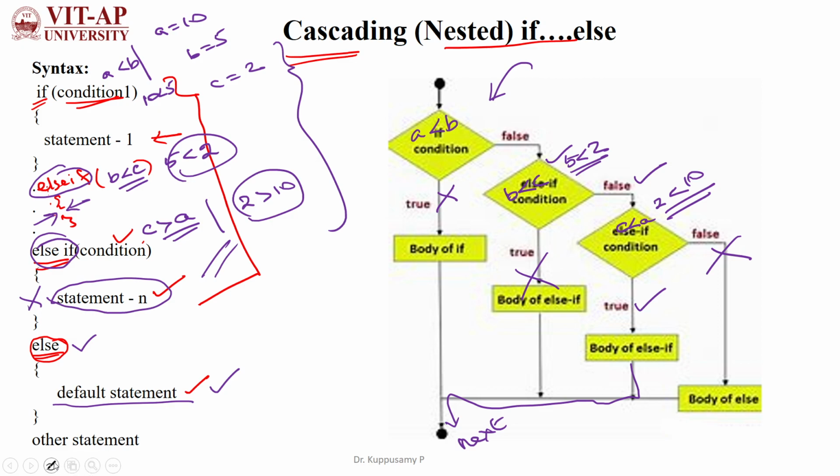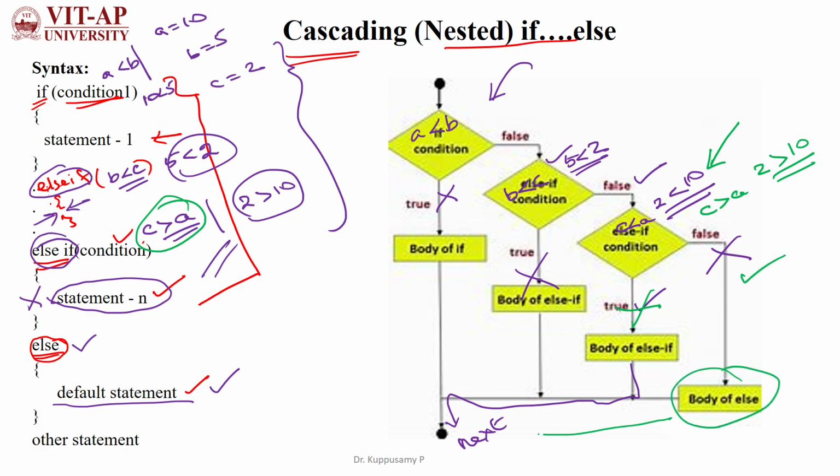Otherwise, one more thing, as per our previous consideration, here c greater than a. So in this place, if c greater than a, then 2 greater than 10 becomes false. Once it is false, this true block will not execute, the false block will execute. After the false block executes, it will come to the next statement. So based upon the conditions, any one of the blocks will execute in the nested if statements.